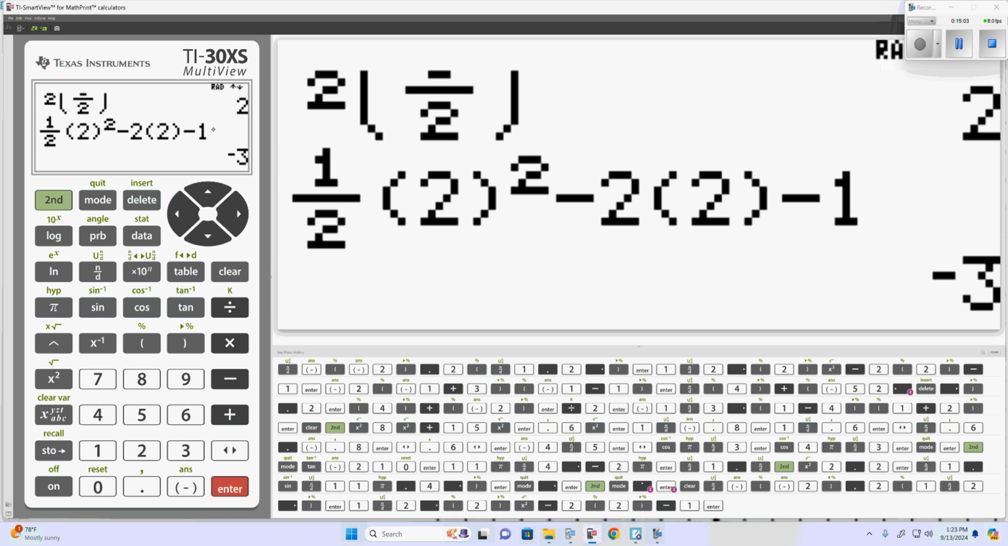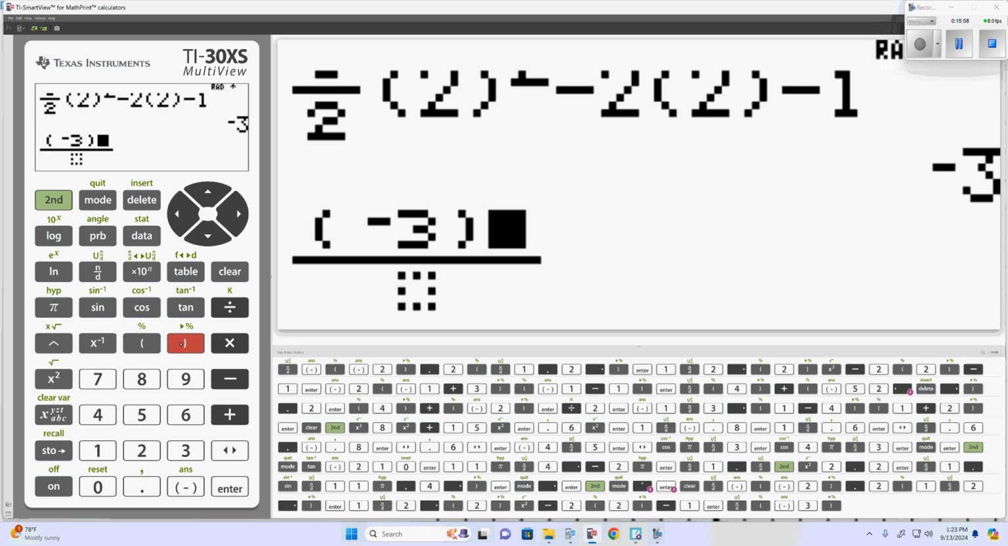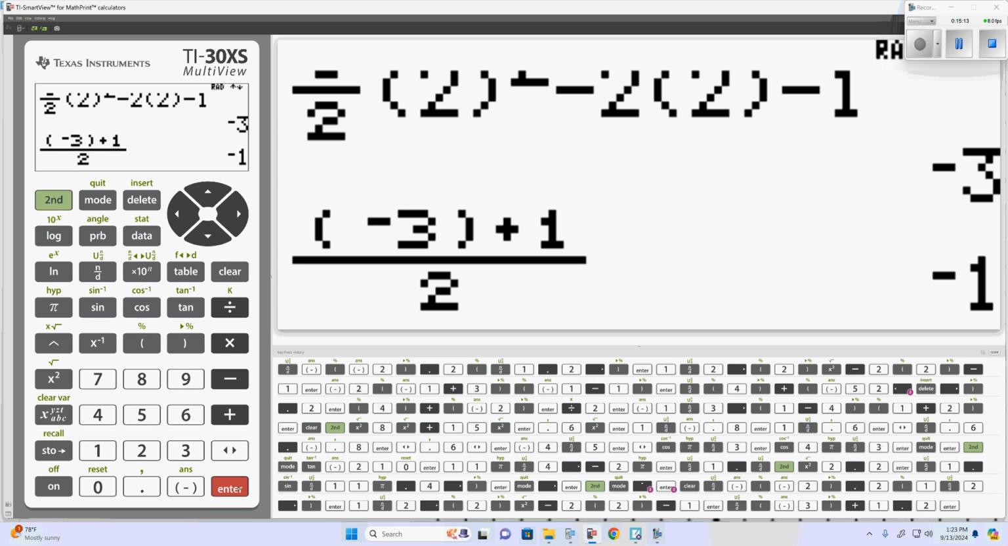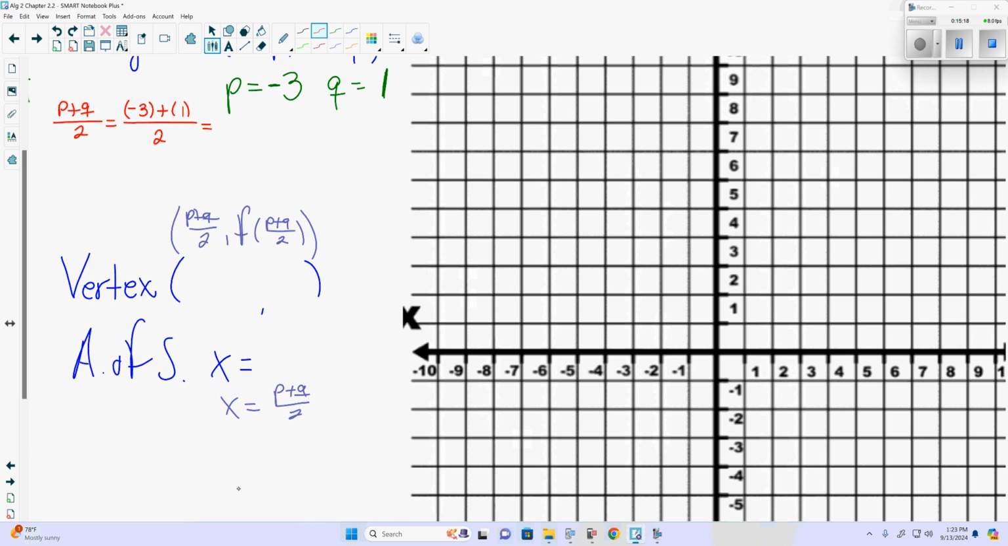There's two ways we can do it. One, we can do it by hand. The other, in a calculator. Negative 3 plus 1 over 2 is negative 1. Both work, both should give us the same answer. So the x value of the vertex is negative 1. Our axis of symmetry is x equals negative 1, because that's our p plus q over 2.